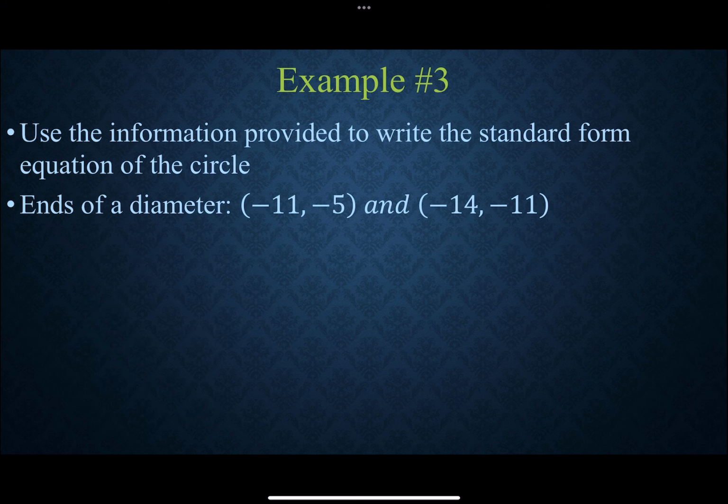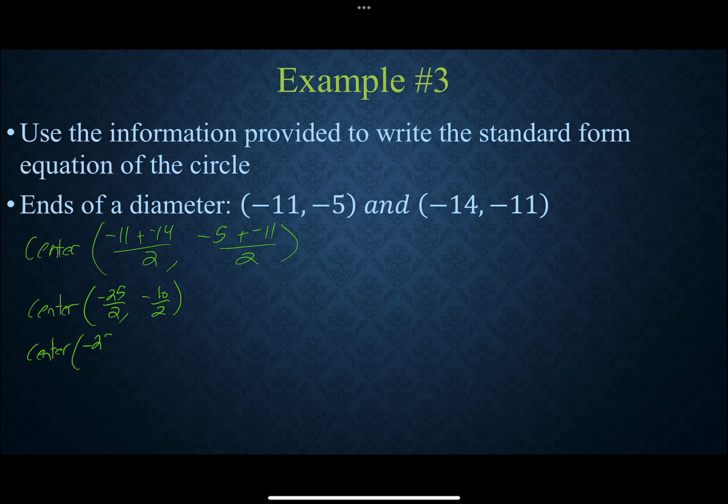Third option is where we're given the ends of a diameter and asked to write the equation for that. So now we are not given center and we're not given the radius either. So finding the center, well, if we have the ends of the diameter, the center is the midpoint of those 2 ends. So for our center, we do our midpoint formula where we just add the negative 11 and negative 14 together and we divide by 2, negative 5 and negative 11, and we divide by 2. So doing that gives us our center to be negative 25 halves, negative 16 halves, which gives us, well, can't do anything about the negative 25 halves, but negative 16 halves is just negative 8.